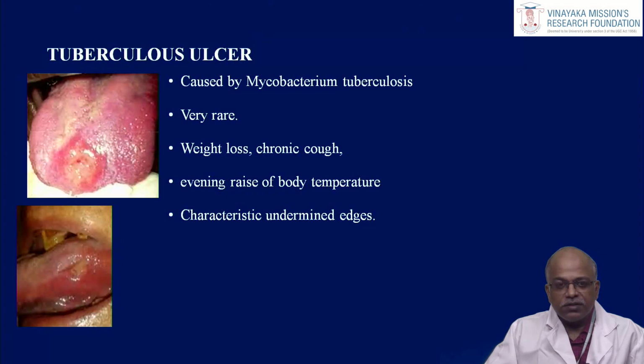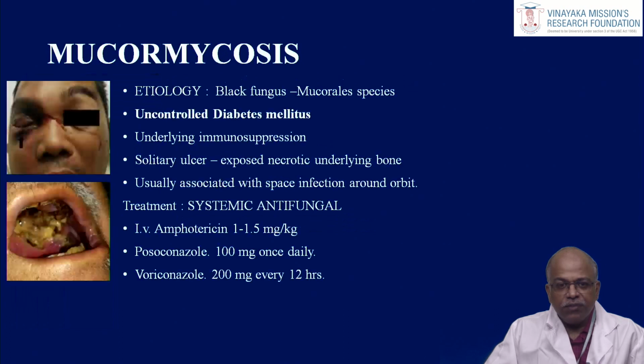The tuberculous ulcers are caused by Mycobacterium tuberculosis. They are very rare. Usually such patients have weight loss, chronic cough, and evening rise of temperature. They have characteristic undermined edges.